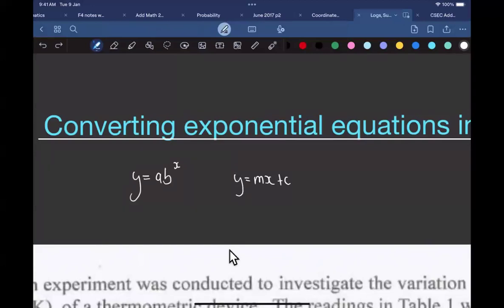It is one of the rules. What I had to do is expand the whole thing to make it into the formula y equals mx plus c. So therefore, you had to take the logs on both sides. I don't know if I'm making sense.